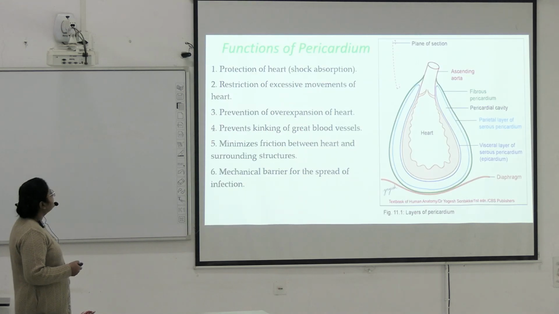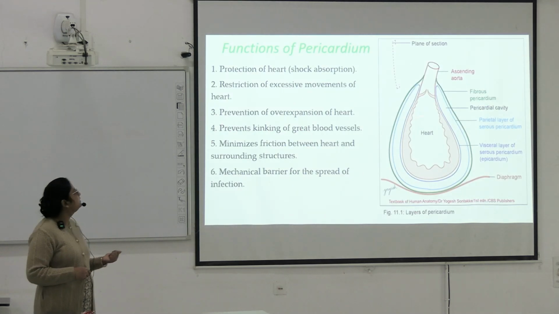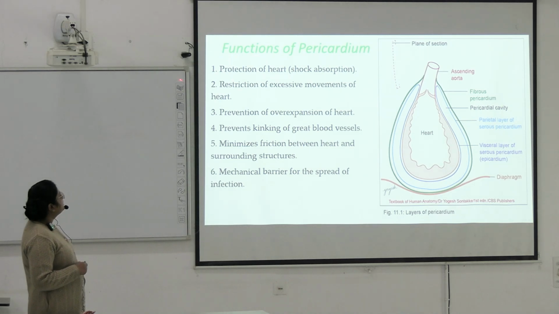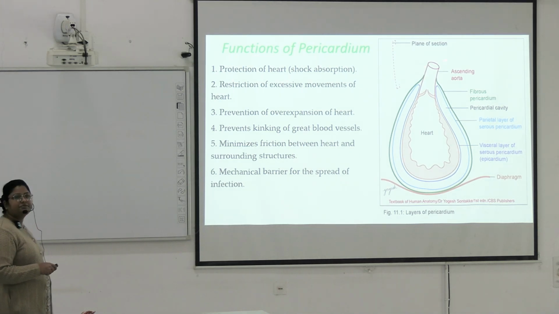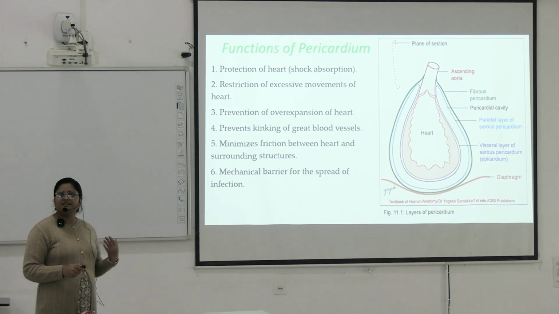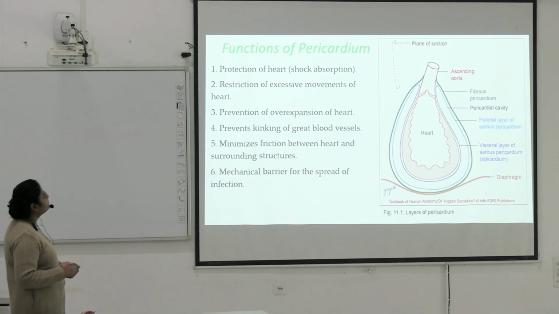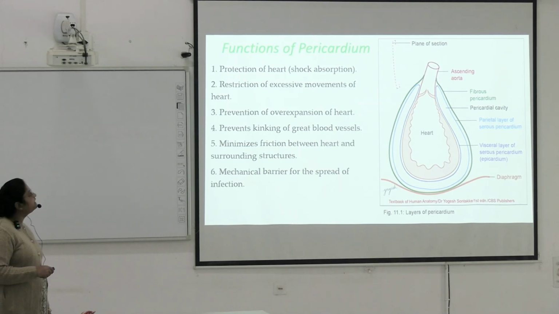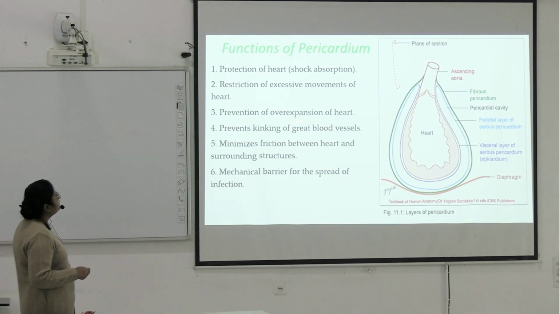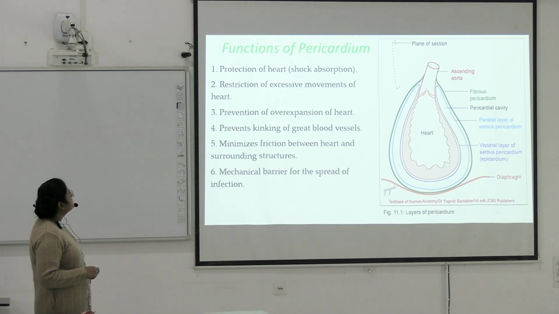So what are the functions of the pericardium? This is very frequently asked in your viva. It gives protection to the heart, helps in shock absorption, and protects the heart from external injury. It helps in restriction of excessive movement of the heart, prevention of overexpansion of the heart, and prevents kinking of the great blood vessels.